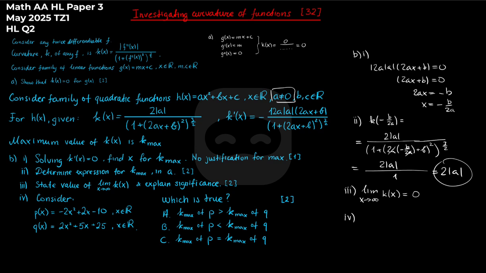So that means kmax of p is simply equal to 2 multiplied by the A value of the quadratic function p, which is the absolute value of negative 2, and that gives us 4. Moving on to the next one, kmax of q is equal to 2 times the absolute value of this A value. Now its A value is 2. So here, kmax is 4.